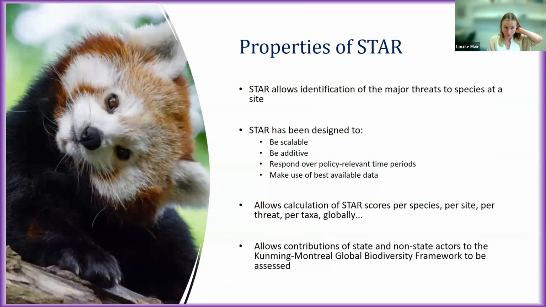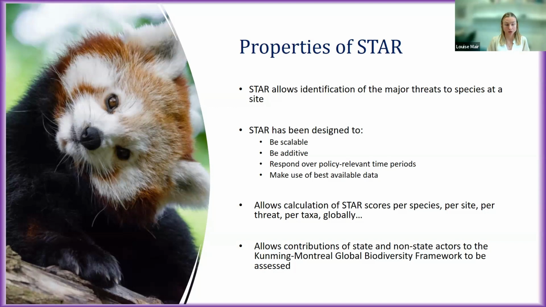Okay, so the key properties of STAR that I hope have started to emerge from the explanation of how STAR is calculated and what STAR can tell you. First of all, it allows you to identify the major threats to species at a particular site. It's been designed so that it's scalable, so you can calculate it from a small site all the way up to the global level. It's also been designed to be additive. So if, for example, you're a business working across multiple different sites, you can add up your STAR scores across all those sites into a total contribution that you're making.